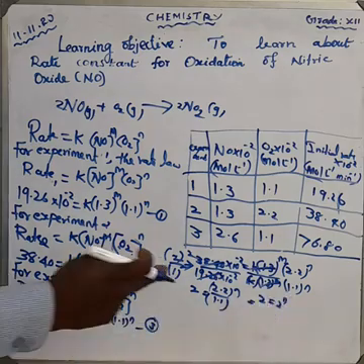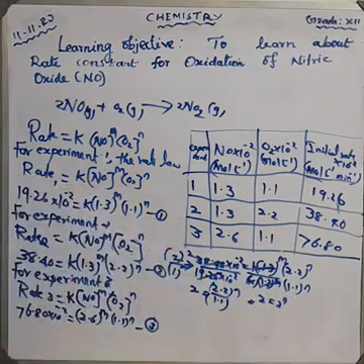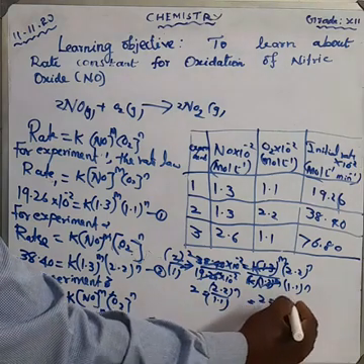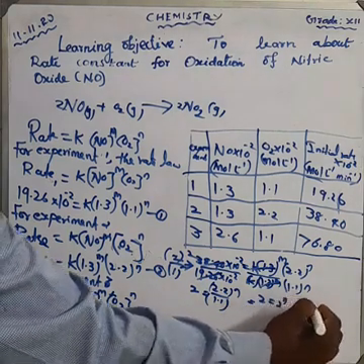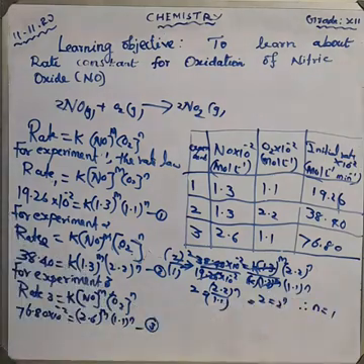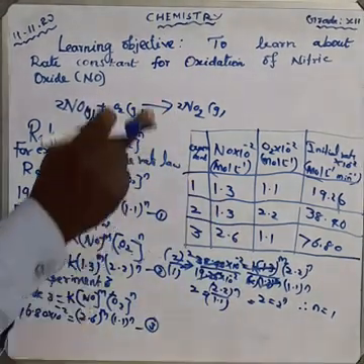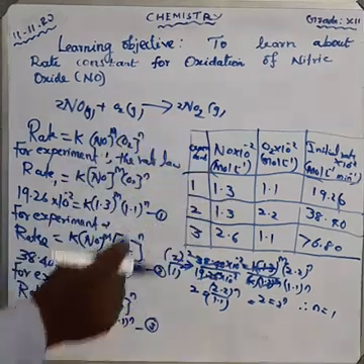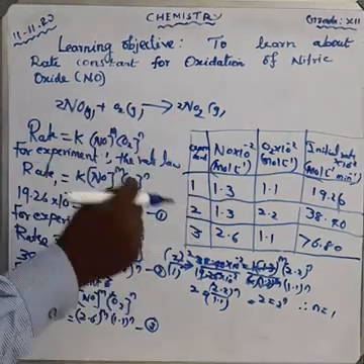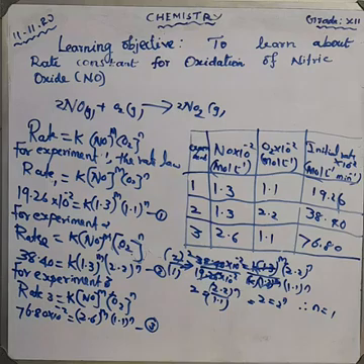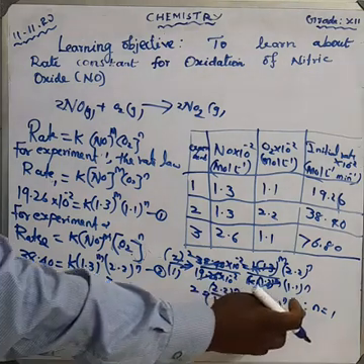So 2 is equal to 2 power n, because 2 by 1 is equal to 2. That is n is equal to what? Here, what is the meaning of n? That's very important. n is equal to 1. Therefore, the reaction is first order with respect to O2.